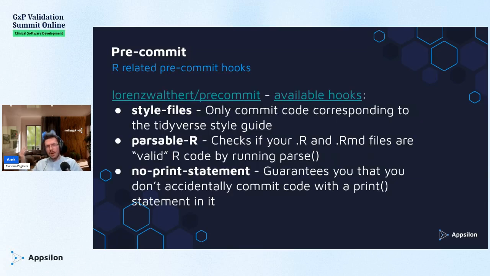And in terms of our code, we can also find some specific hooks. Here I listed just 3 of them that are available in this specific GitHub repository. As you can see, you can, for example, check that you are not leaving any print statements in your code when you are committing, or you can run parsing of your R code as well. There are many more hooks, but I just wanted to list those 3 here.